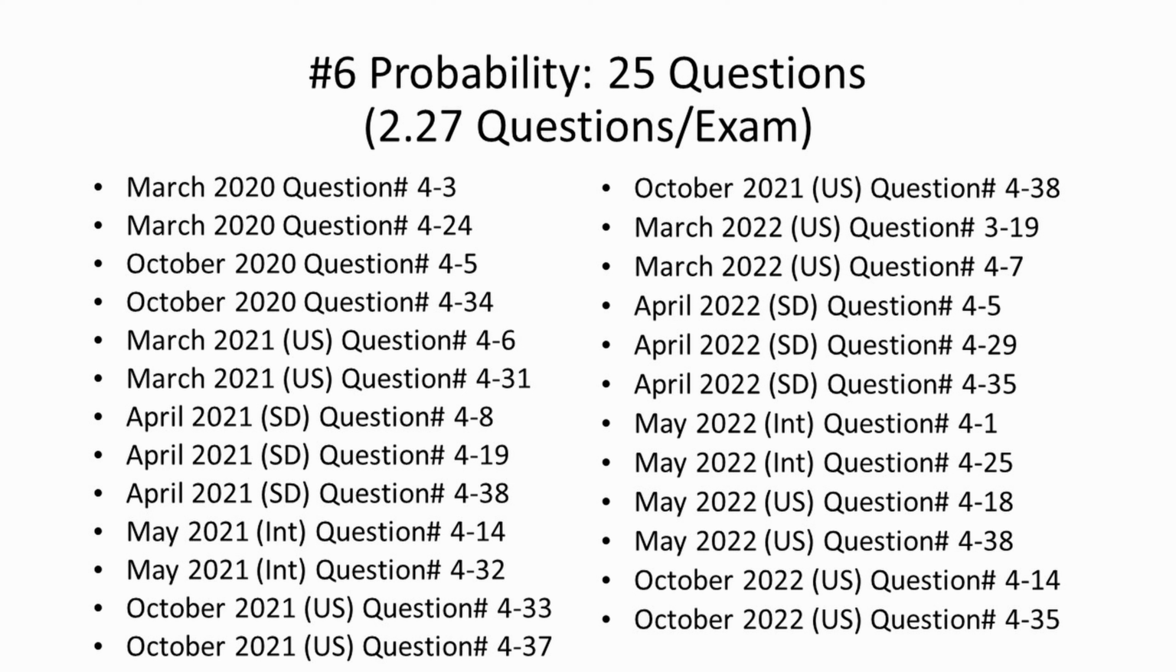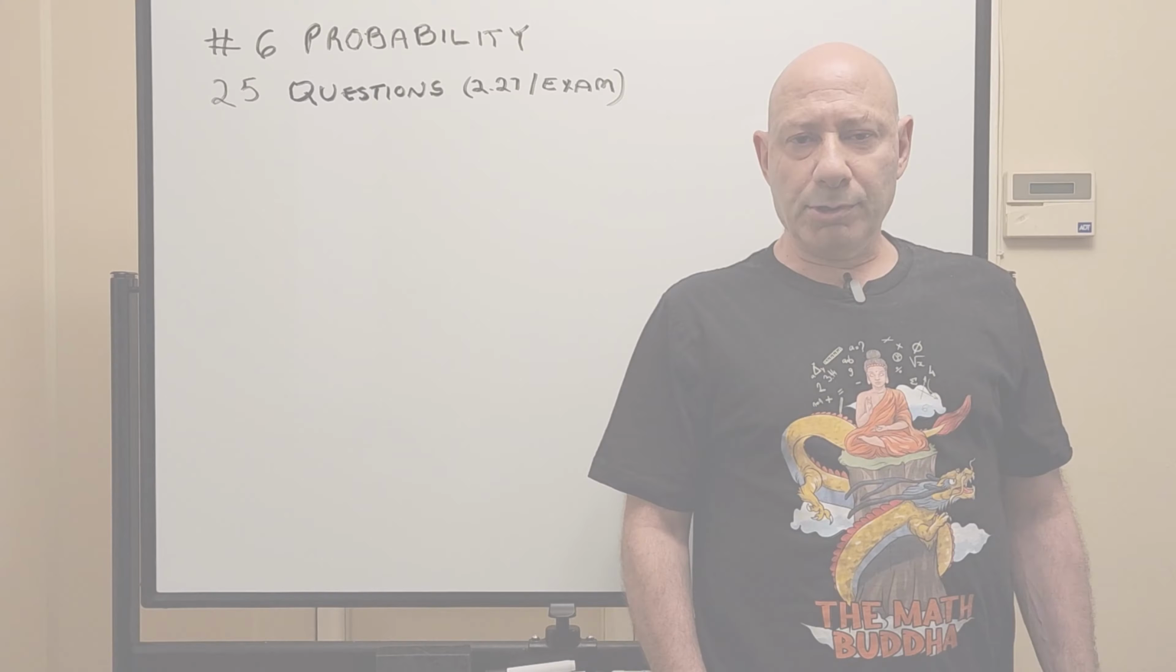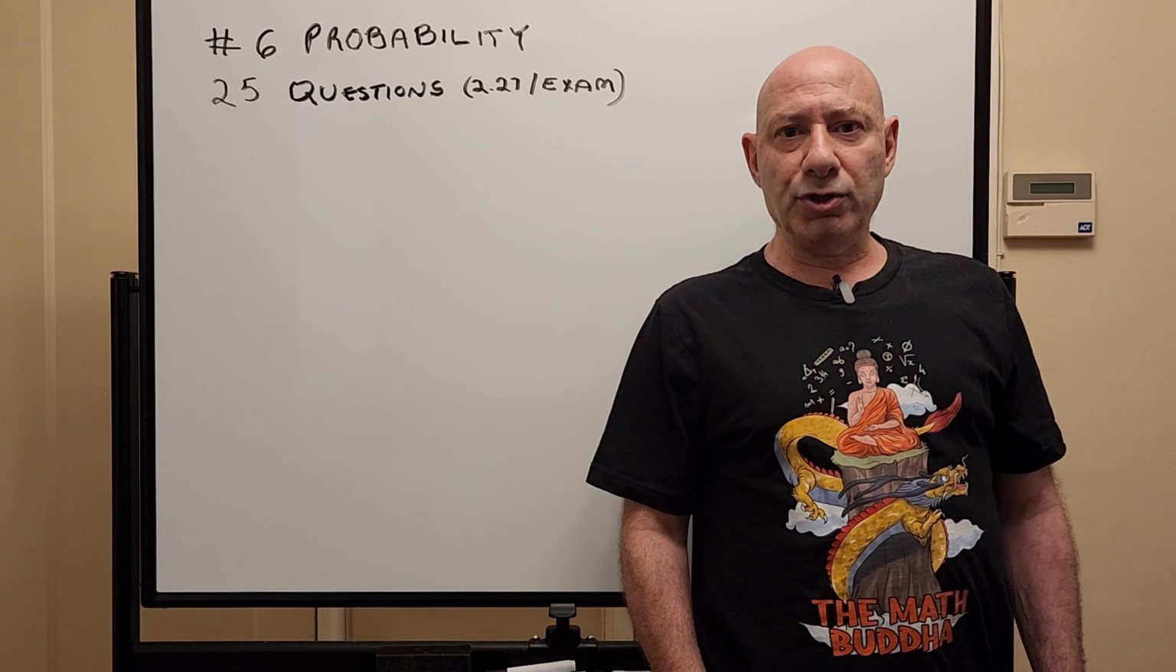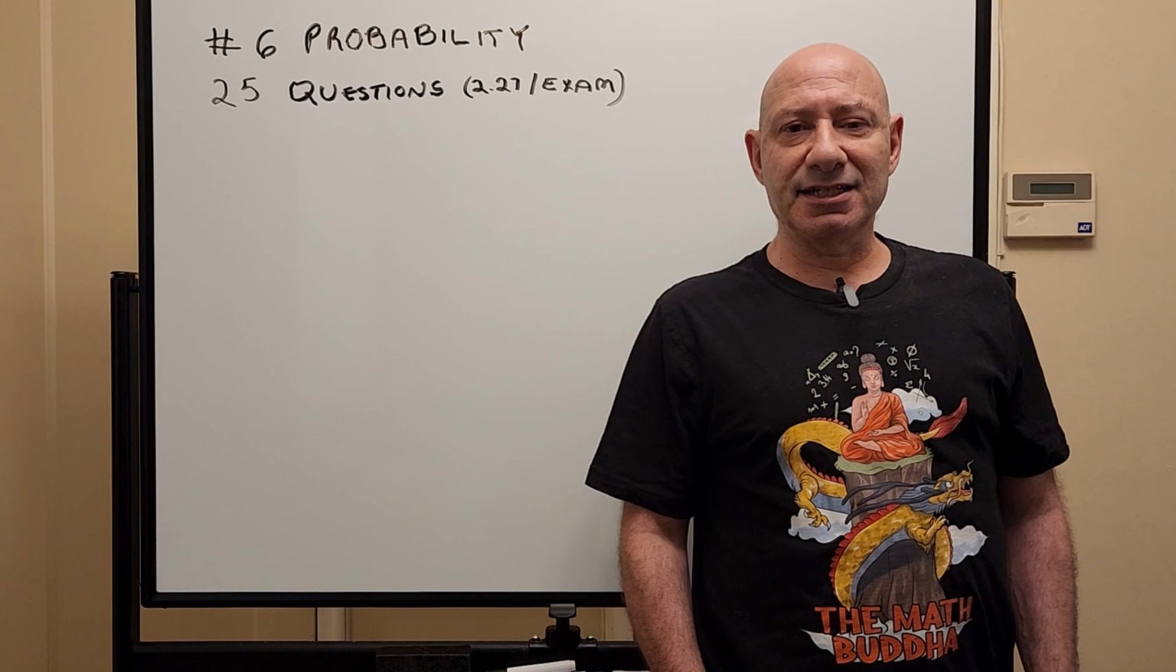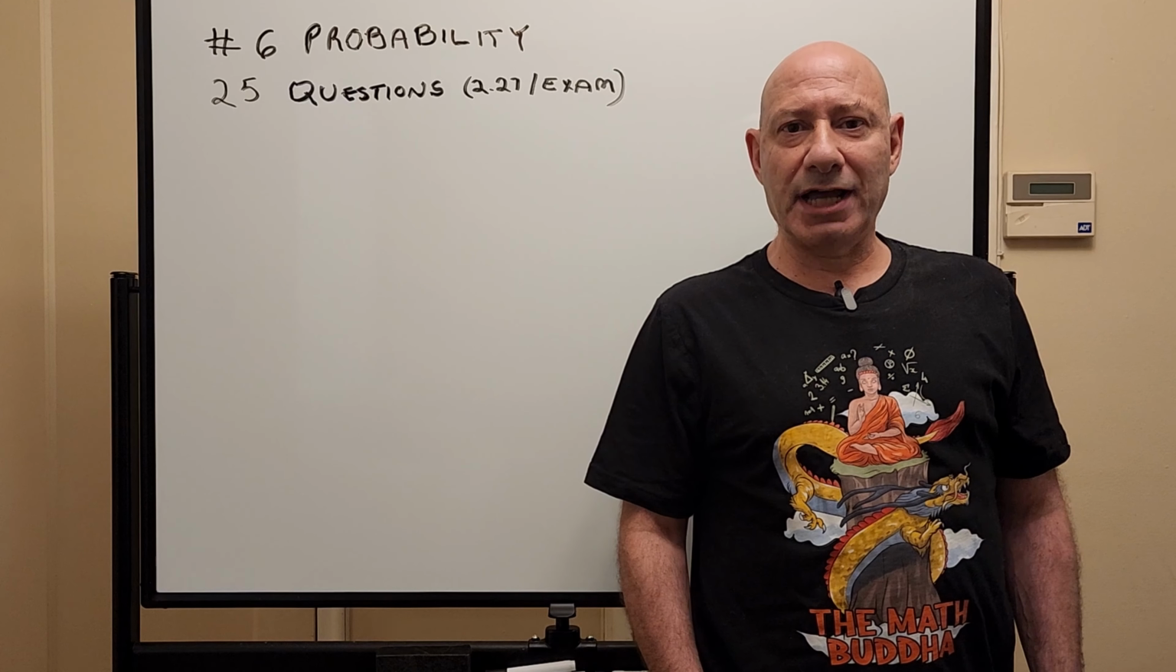Next up, number 6, probability. I have identified 25 past SAT questions on this topic, or 2.27 questions per exam. This is another really good bang for your buck category, because there are a lot of probability questions and they're all very simple. Probability questions on this list are all simple counting questions. Successful outcomes divided by total outcomes.